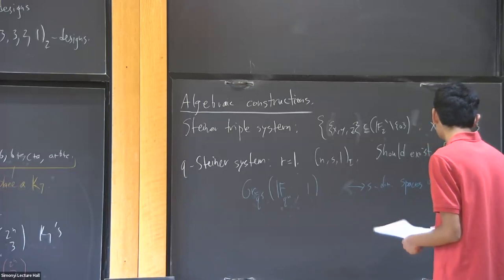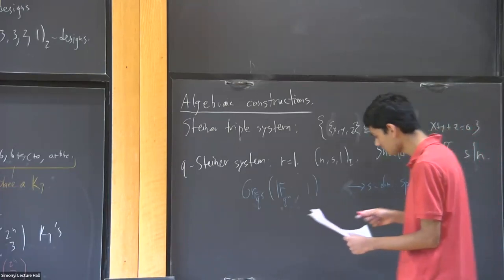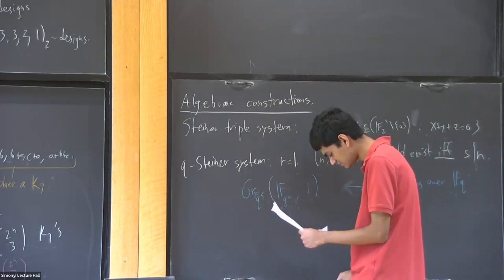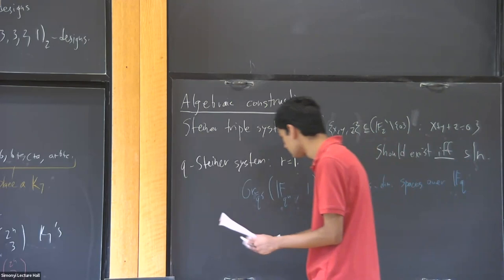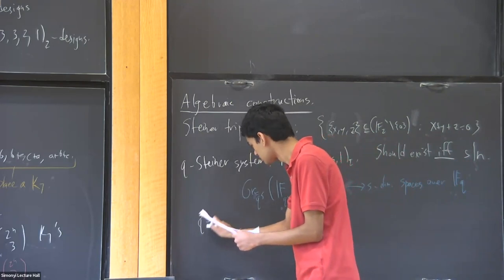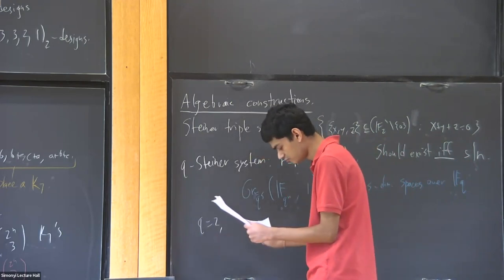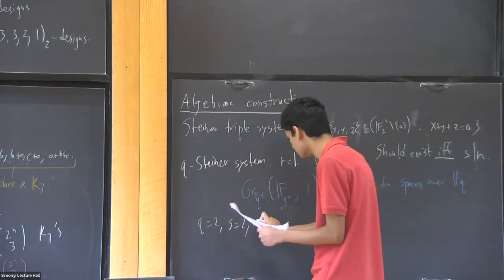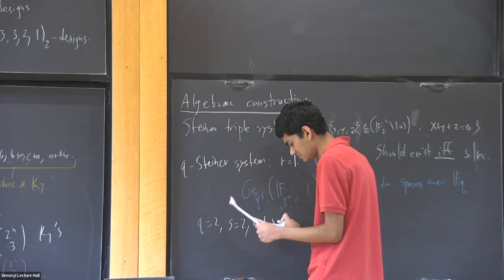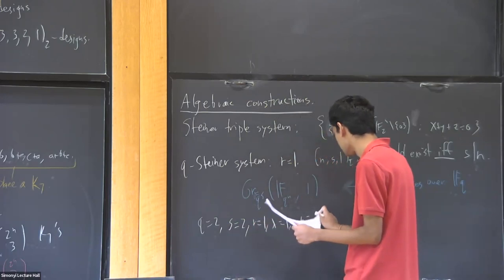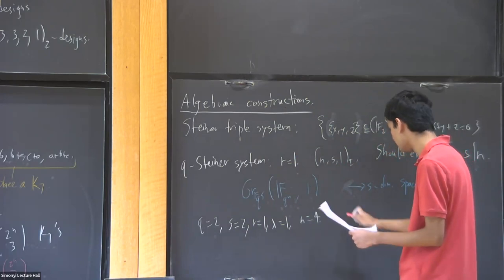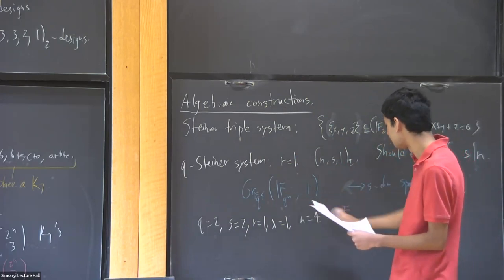Okay. So continuing, let's look at, I guess, mod 2. S equals 2, R equals 1. I guess lambda equals 1, technically. And let's look over 4 dimensions. So we care about F16.